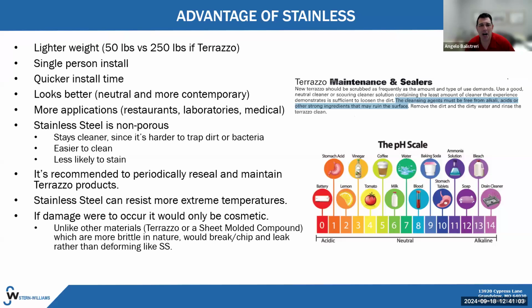The looks better piece I could go back and forth on. I don't think our terrazzo doesn't look great. I think that this gives a little bit more of a neutral, more contemporary kind of look. And again, depending on your job, depending on your end user's specific needs, that may play a factor in the aesthetics of what they're looking for. The stainless steel is a little bit more modern. It gives that kind of metallic look. And depending on what you're looking at, if it's a restaurant, a lab, or medical, there are a couple of different applications that allow us to make it look good and serve what it needs to be used for.